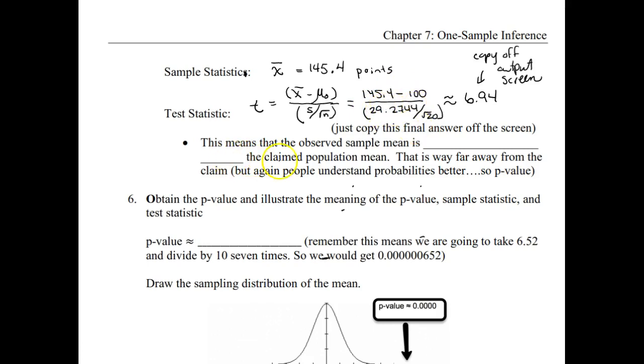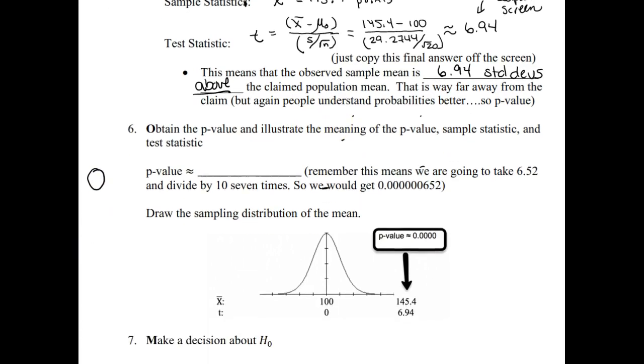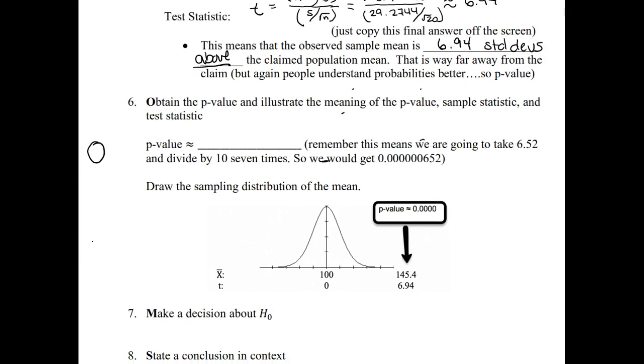All right, so this test statistic means that the observed sample mean is 6.94 standard deviations above, since this one came out positive, the claimed population mean. So that's way far away from the claim if we understand standard deviations. But again, people understand probabilities much better, so we're going to look at a p-value. The next letter in PHANTOMS is O for obtain a p-value. And again, we're going to draw a picture to try to make sense out of all of these numbers.